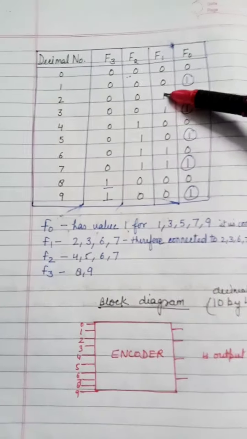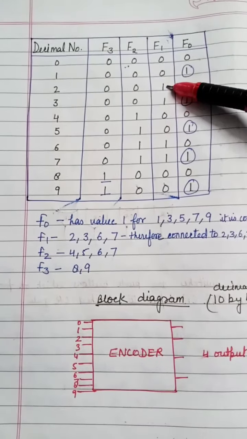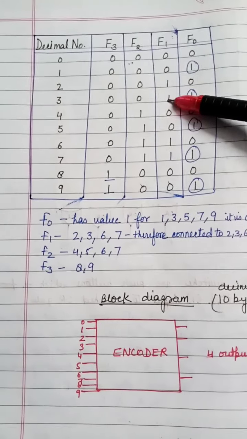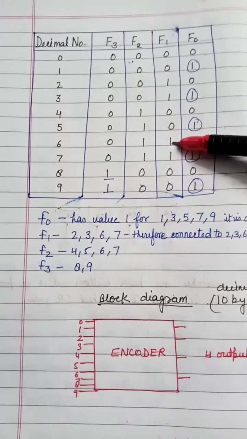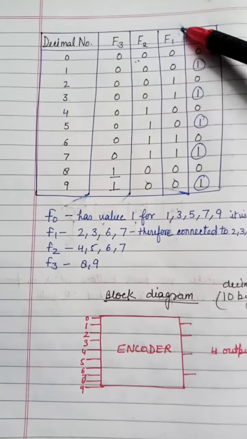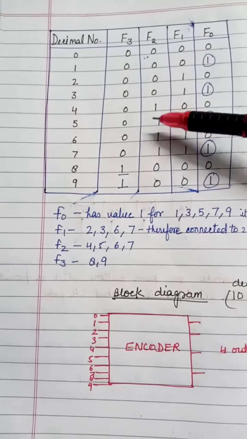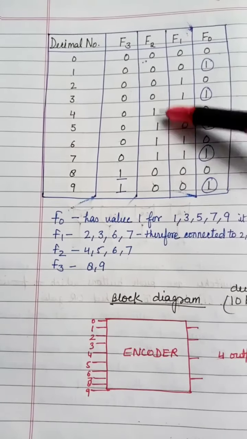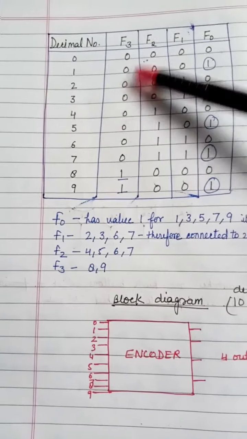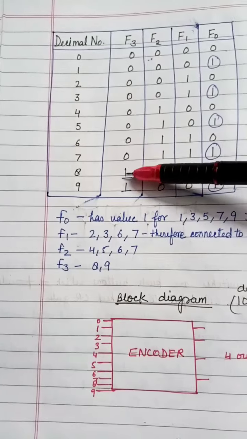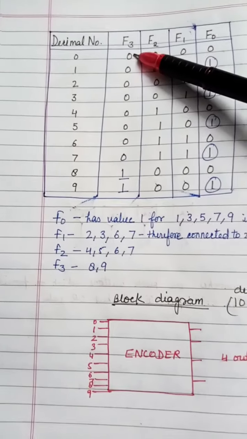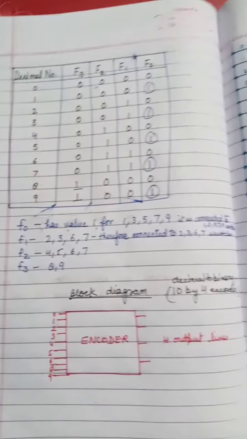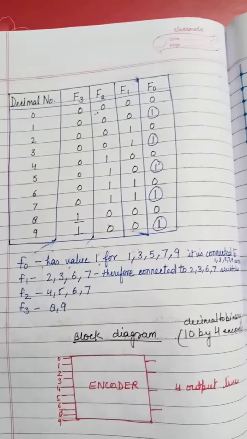Now in F1, 2, 3, 6, 7: these input lines will be connected to F1. Then for F2, 4, 5, 6, 7 will be connected to F2. And in F3 there will be 8 and 9. Remember: F3, 8 and 9; F2, 4, 5, 6, 7.